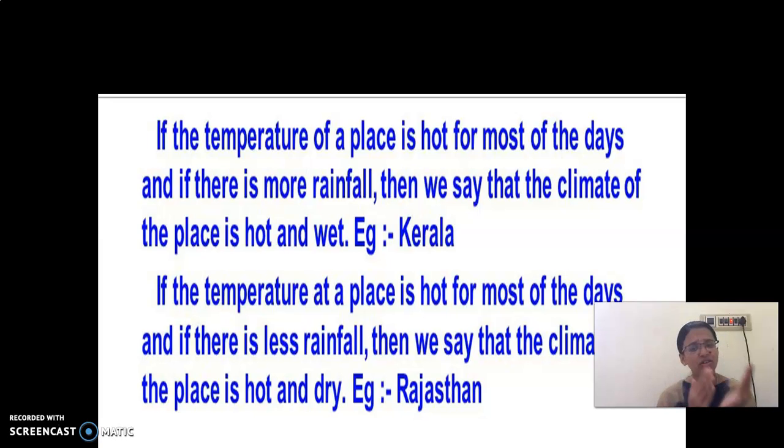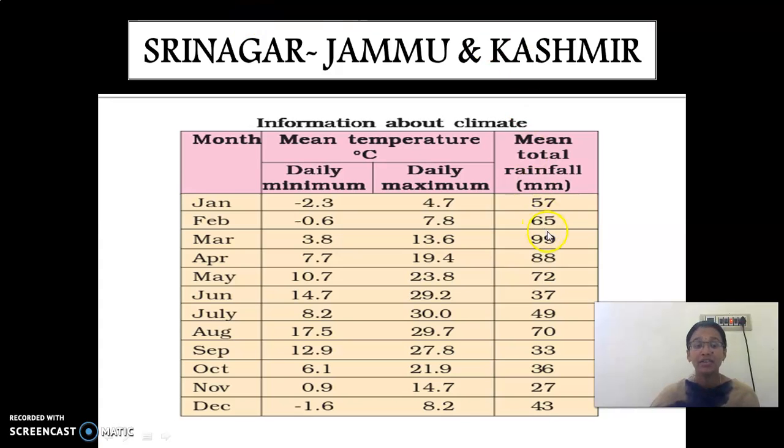So if it is hot for most of the days, but it receives less rainfall, it is called hot and dry. Okay? Hot and wet, hot and dry. An example of a hot and dry place is Rajasthan. Here you are given a graph of a place called Srinagar in Jammu and Kashmir. So this is the daily minimum temperature in the month of January.